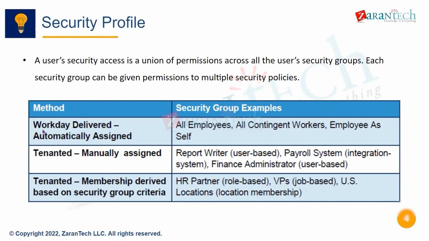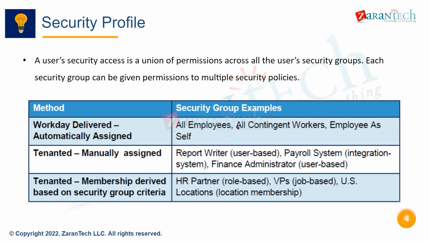Let's say Workday delivered, which are automatically assigned. When we hire any employee, based on certain transactions and actions, these are the security groups which will be automatically assigned to the worker. For example, all employees, or all contingent workers. Based on the worker type, some security groups will be automatically assigned to the employee. These are the Workday delivered security groups.